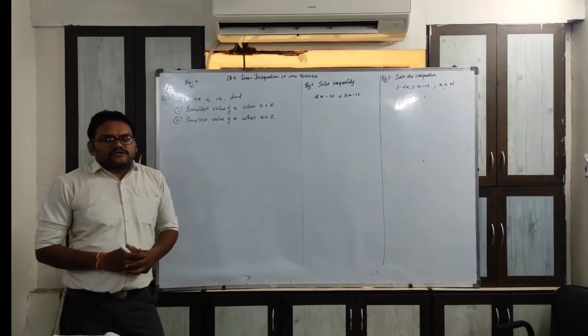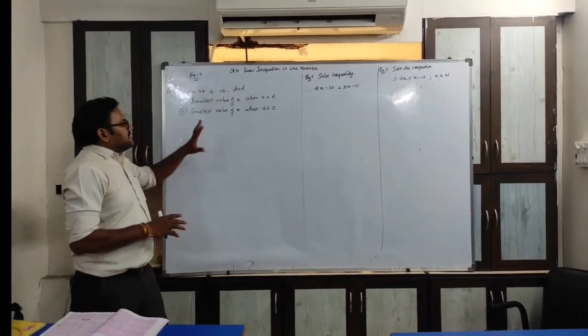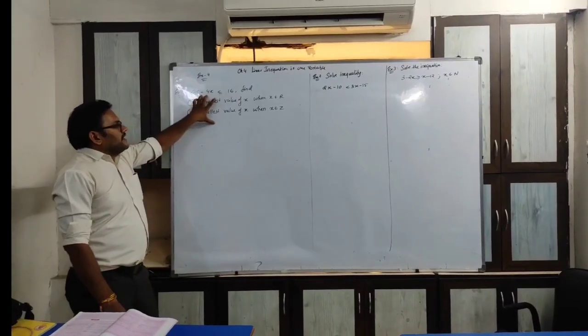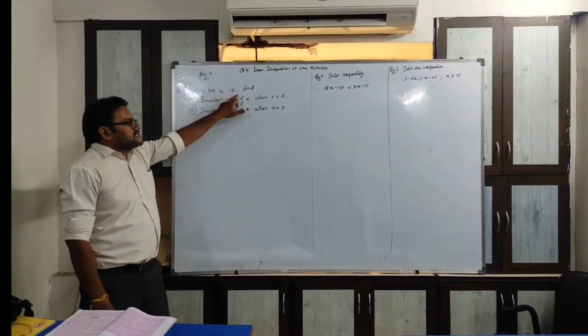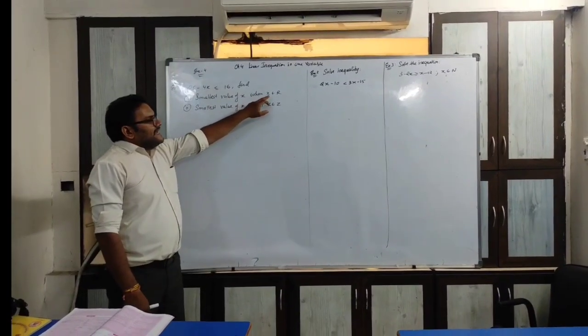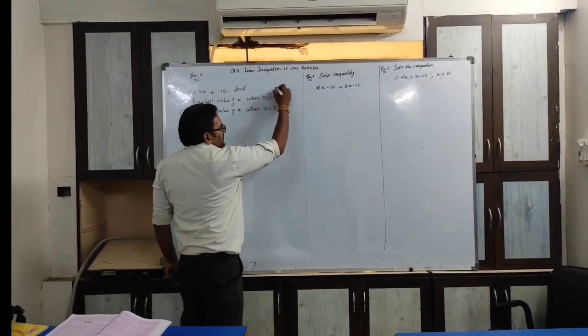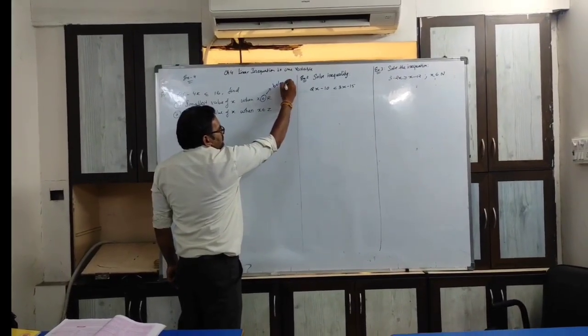Now we will continue with the solutions of the linear inequation, how to solve the inequation when the question is given in this format. See, 25 minus 4x less than equal to 16. We have to find the smallest value of x when x belongs to R. Now remember this symbol, this refers to as belongs to.